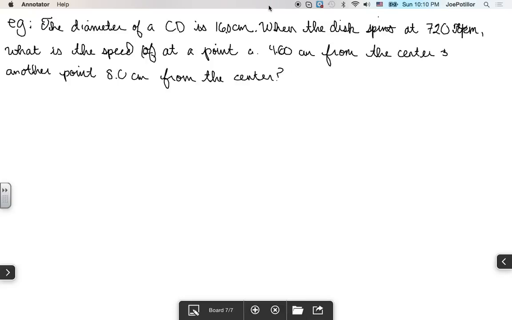So, the question asks: the diameter of a CD is 16 centimeters. When the disk spins at 720 revolutions per minute, what is the speed at a point 4 centimeters from the center and another point 8 centimeters from the center? Okay, so first, let's visualize it and come up with a solution.